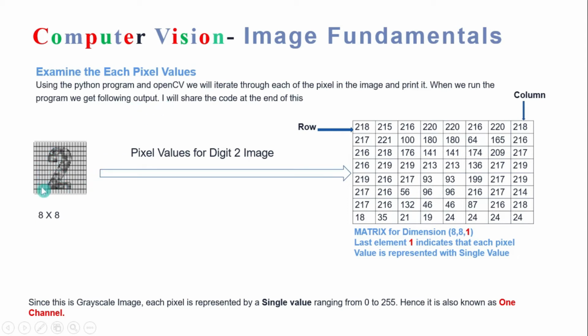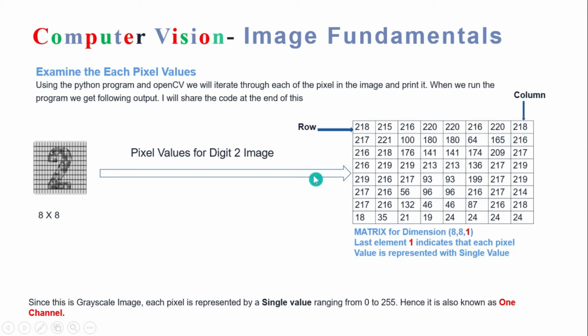So this is the image on the left side, and we are passing this image to the Python program, which will iterate through each of the pixels and print its value. If you see on the right side, this is what gets printed on the console. First thing, just observe that this has 8 rows, 1, 2, 3, 4, 5, 6, 7, 8, and 8 columns, that is 1, 2, 3, 4, 5, 6, 7, 8. Since this is an 8 by 8 pixel image, there are 8 rows and 8 columns.